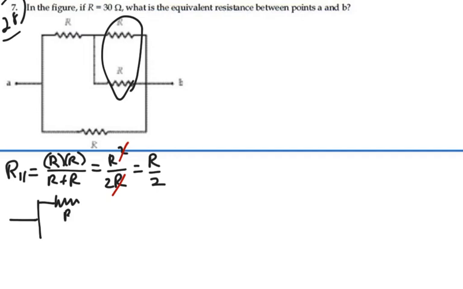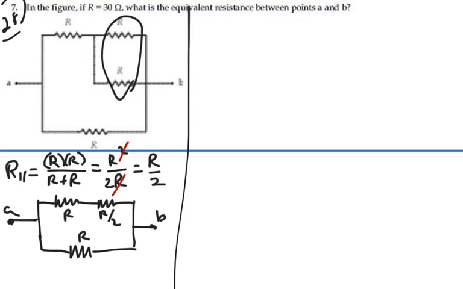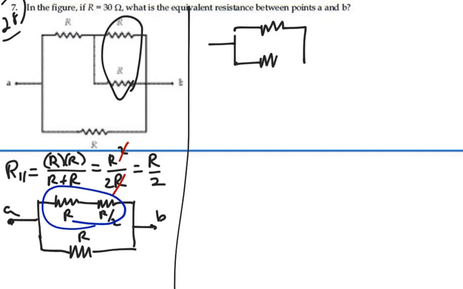I have a resistor R and R divided by 2, and then down below here I have another R, and here's point A and here's point B. Alright, so now I do have a series combination. I have an R with an R divided by 2. If I add those together, my circuit now looks like this. R down here, a 3R divided by 2 up there, and then here's point B, here's point A.